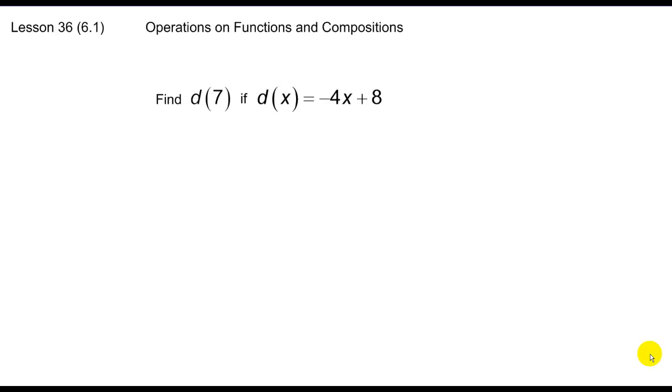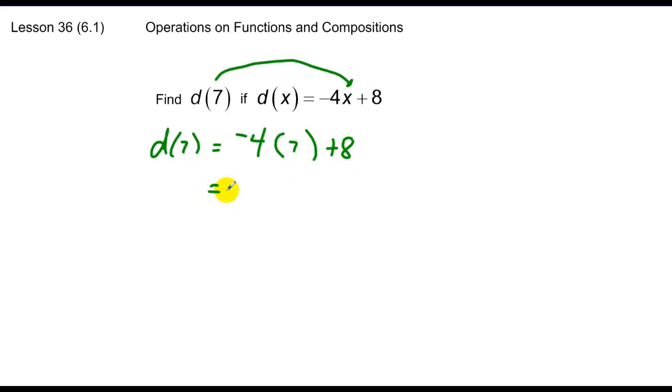Today's lesson is going to deal mostly with function notation and something new called compositions. We've already done this problem where if we want to find d of 7 where we know d of x is equal to negative 4x plus 8, we do a substitution, basically plugging this 7 in for every x in the function. So d of 7 is equal to negative 4 times 7 plus 8, or negative 28 plus 8, which is negative 20.